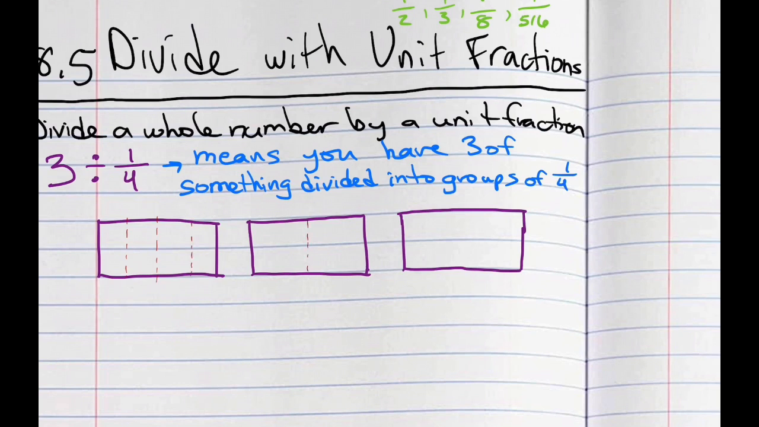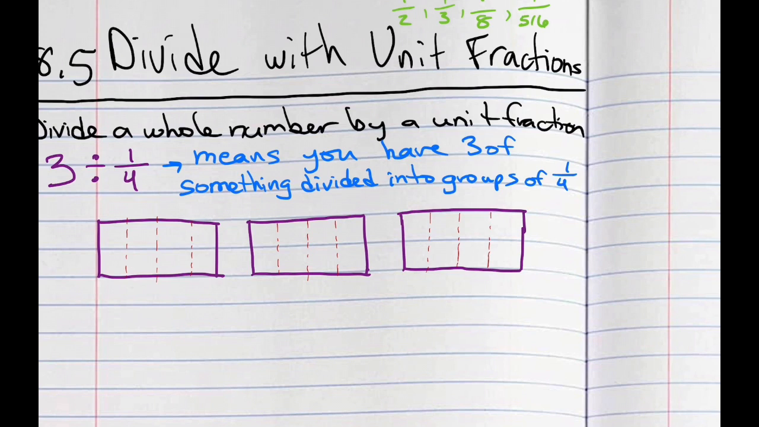So I did that with my first whole number. Now I can do that with my second one and the third one. So now that we look at what we've drawn here, we can see we had 3 whole numbers, and each of those numbers was split up into groups of 1/4.